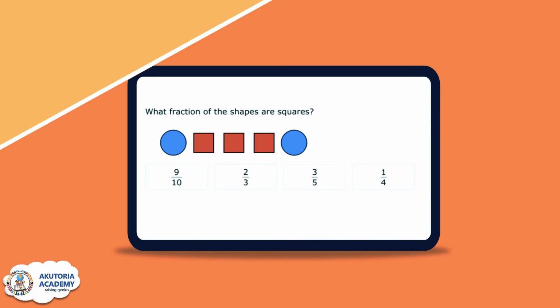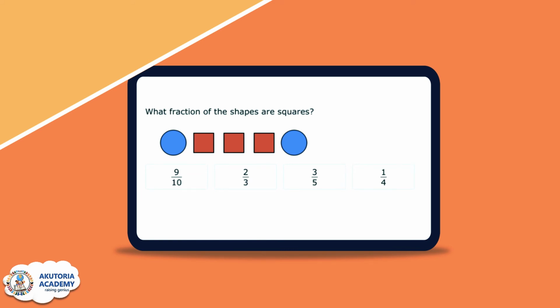We can have a group of shapes, a group of objects. Now, what fraction of the shapes are squares? What we are being asked is how many shapes are squares in this group. There are 3 squares in the group. But how many shapes altogether do we have in the group? We have 5 shapes in the group. 3 squares and 2 circles. So we have 5 shapes in total.